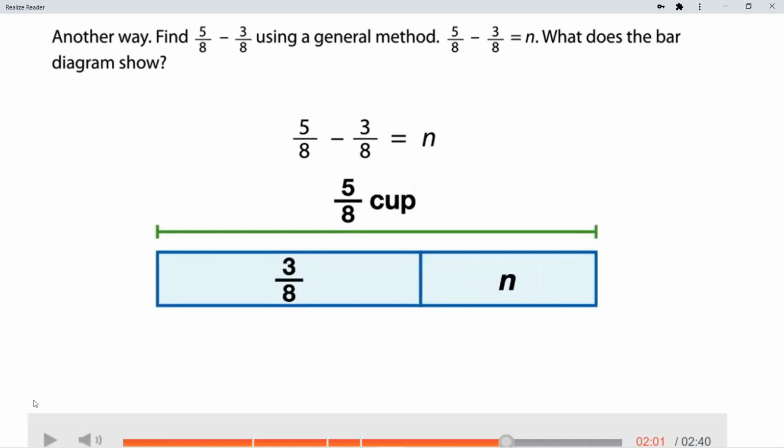Now for this one, they're showing us a bar diagram. 5/8 is the total that she needs, so 5/8 is what goes on top. And then the part that she already has was the 3/8. N stands for the number of parts she still needs.